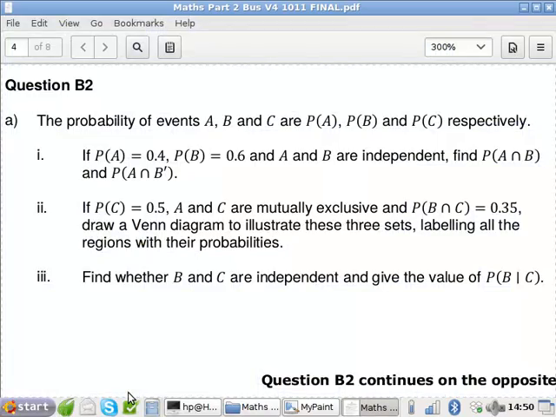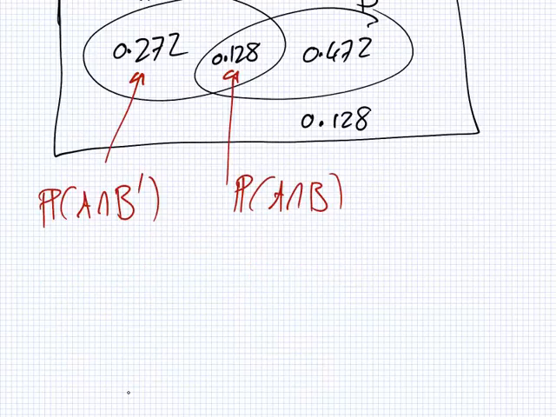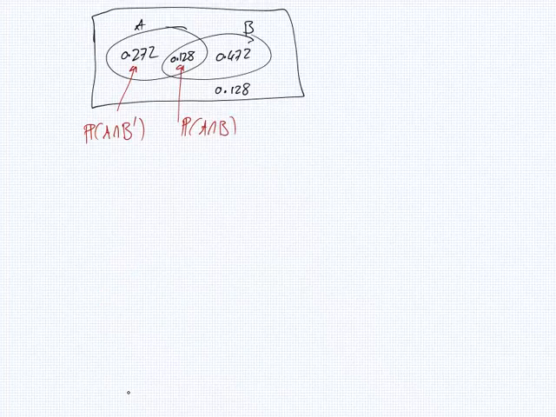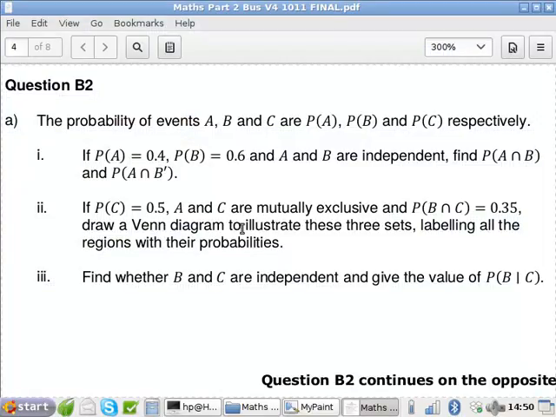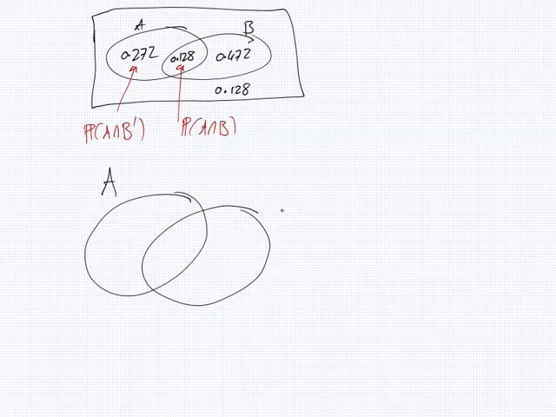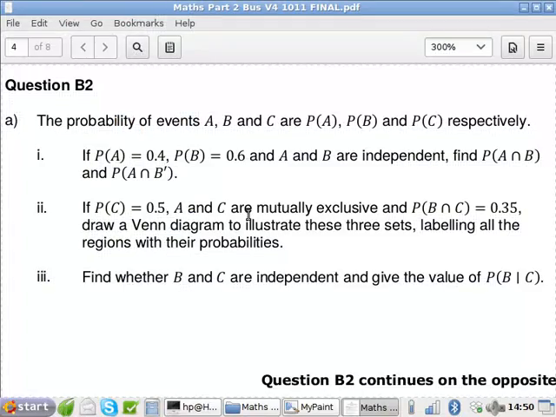Right, next part. Now we add in the C. So the C is 0.5, and A and C are mutually exclusive. B and C is 0.35. Okay, so I'll just draw this again. What does that mean, A and C are mutually exclusive? Anybody? What's it mean? Not even a guess? Using your English powers?